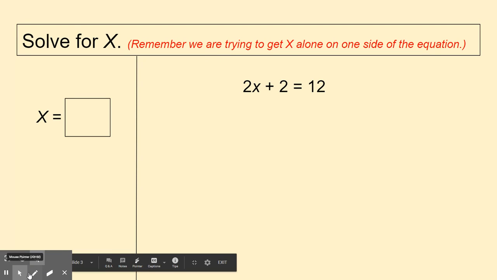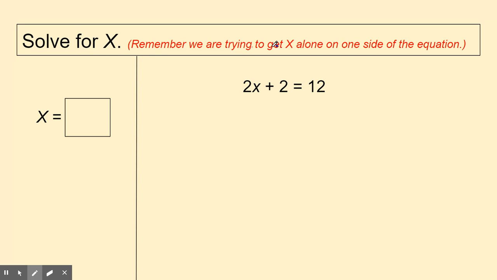So our first practice problem here, solve for x. We need to remember we are trying to get x alone on one side of the equation. So when we do that, it's always a good idea to draw a line down the equal sign, because that's going to separate our equation into two parts. And now our goal is to get x alone on the left side. So our problem says 2x plus 2 equals 12. So what we need to do is get x alone.